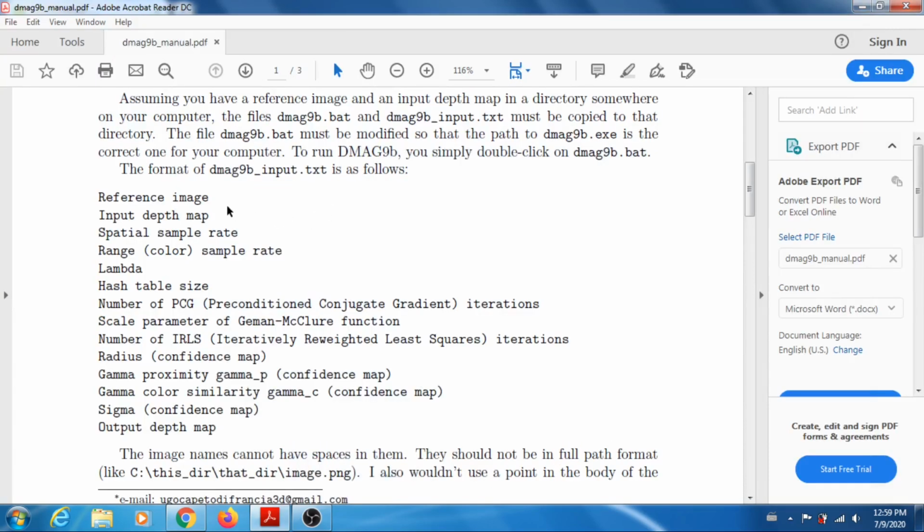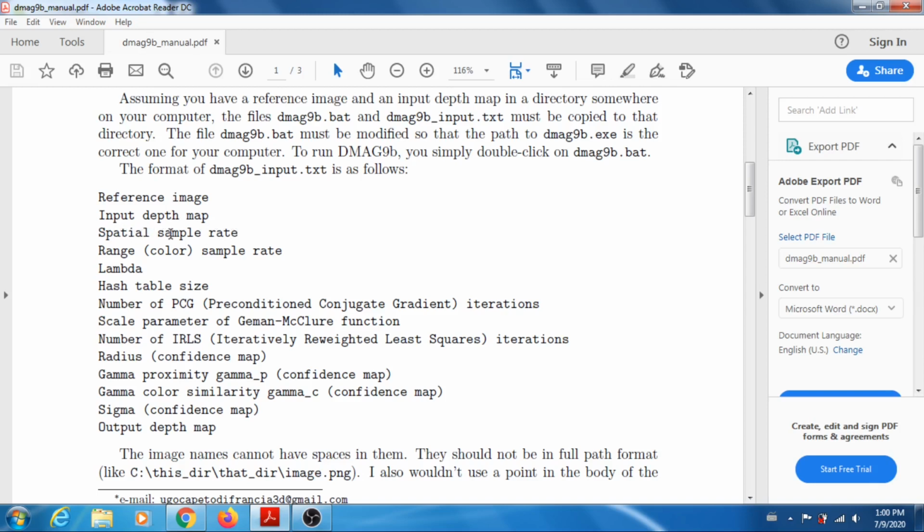So let's talk about the input file briefly, because the only way to know how it works is to try. The first line is the reference image and the input depth map. That's the depth map you're trying to improve. Then the spatial sample rate and the color sample rate. I'm going to try to explain them in order to make DMAG9b the least aggressive in changing your input depth map.